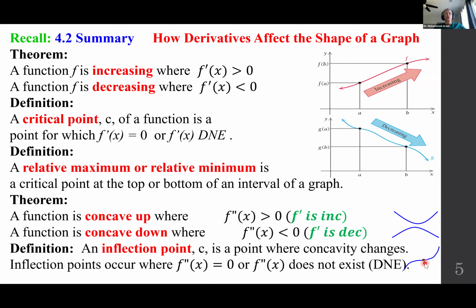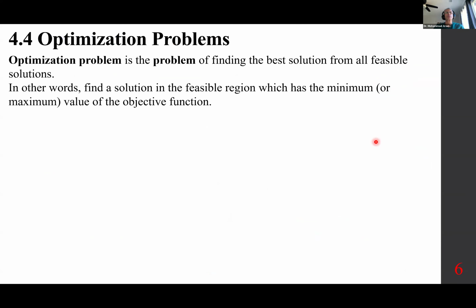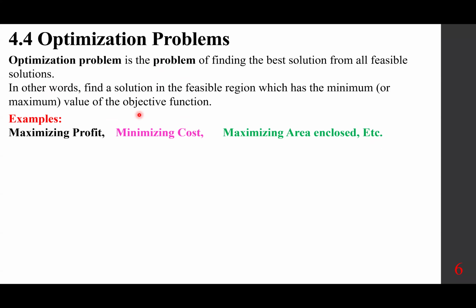And now 4.4, optimization problems. An optimization problem is the problem of finding the best solution from all feasible solutions. In other words, find a solution in the feasible region which has the minimum or maximum value of the objective function. Examples: maximize profit, minimize cost, maximize area enclosed, etc.